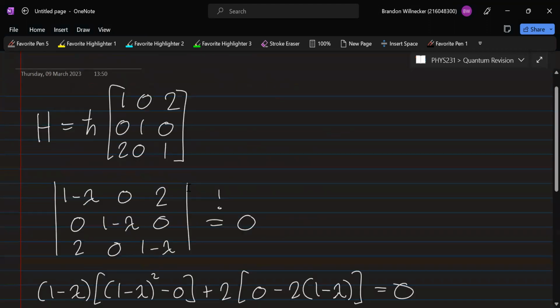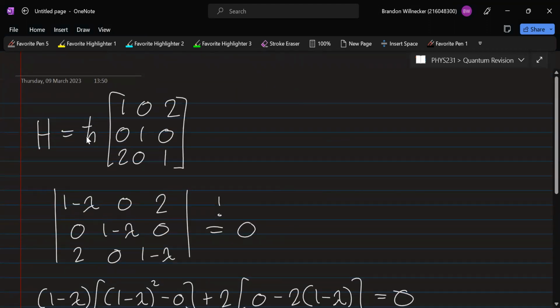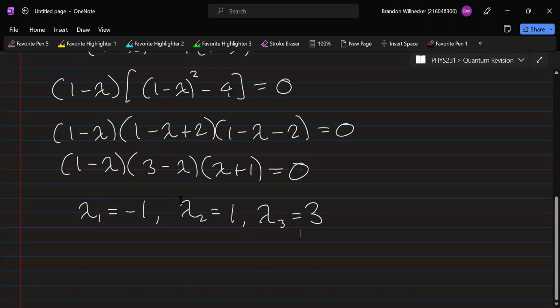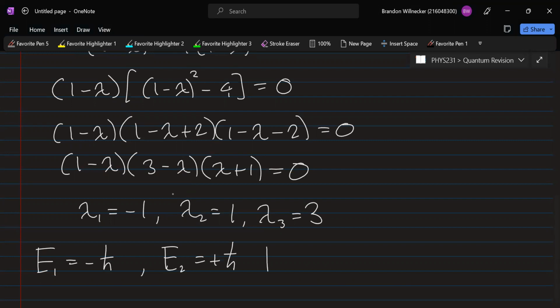But if you note, when we took the determinant here, we left out our h bar. So we need to put that back. So our energy values are going to be E1 is minus h bar, E2 will be plus h bar, and E3 will be 3 h bar.